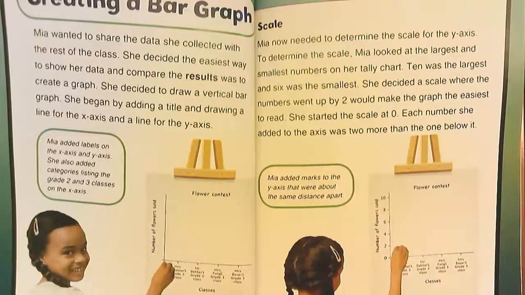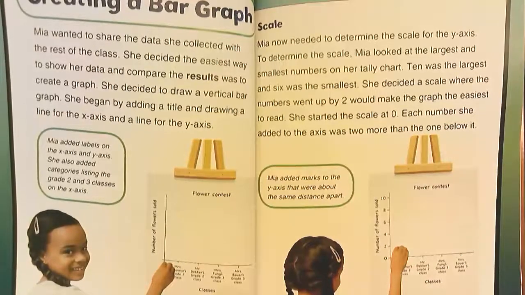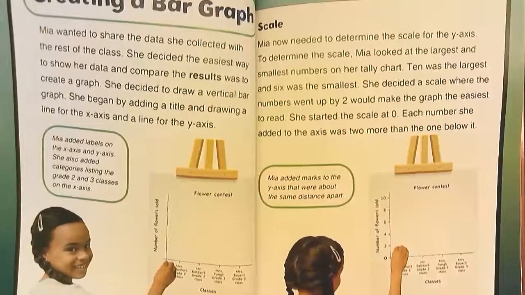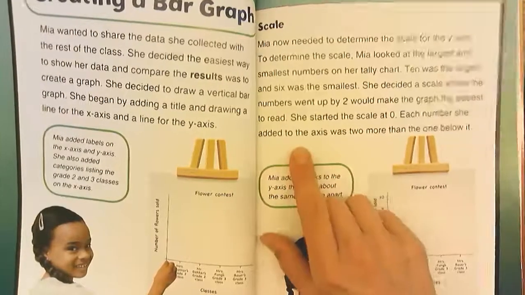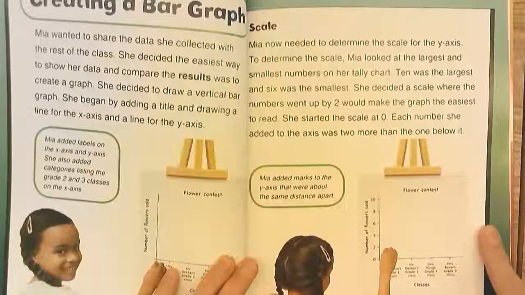Maya added labels on the x-axis and y-axis. She also added categories listing the grade 2 and grade 3 classes on the x-axis. Scale. Maya now needed to determine the scale of the y-axis.